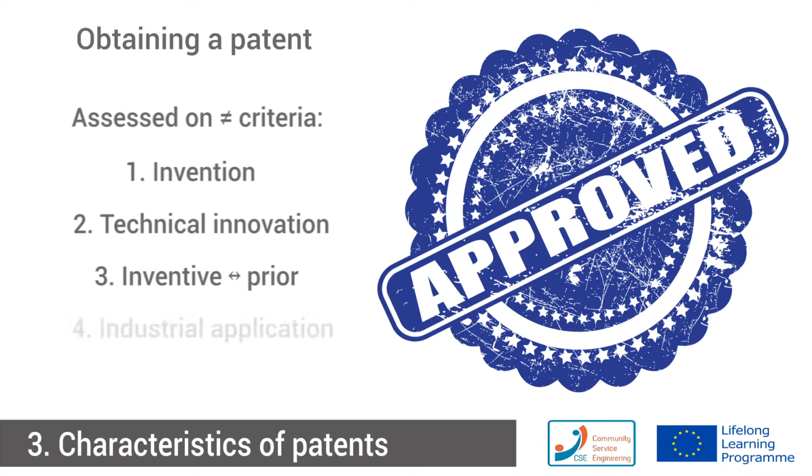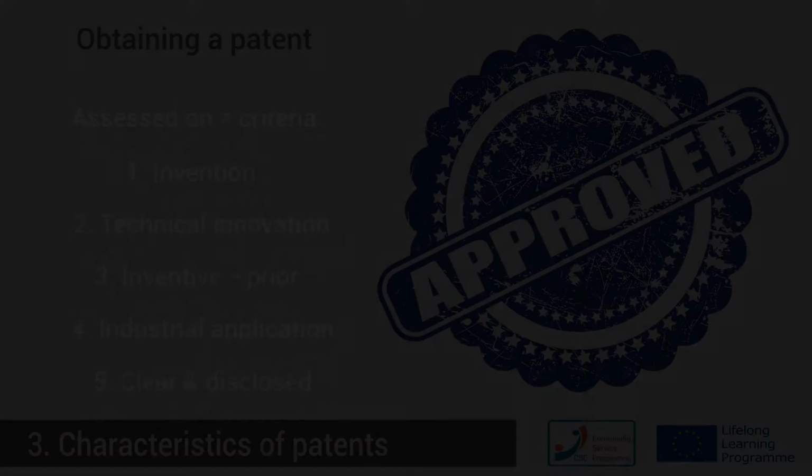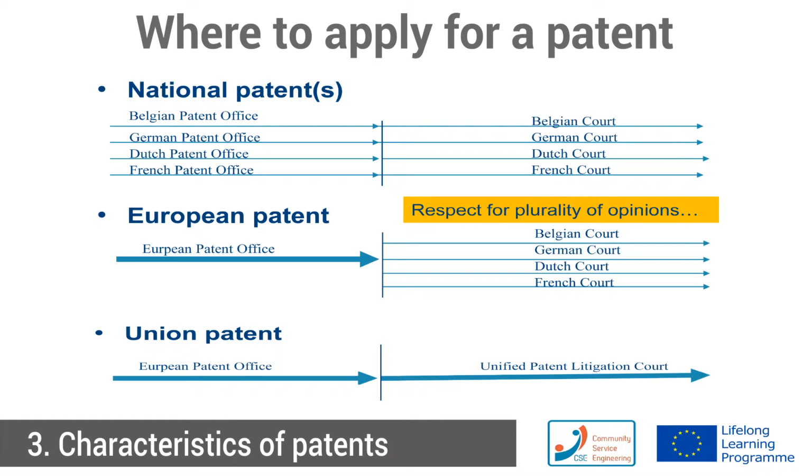In addition, it needs to be susceptible to industrial application. And, as was concluded in our deal, this invention needs to be sufficiently clear and completely disclosed. Where can we apply for a patent?